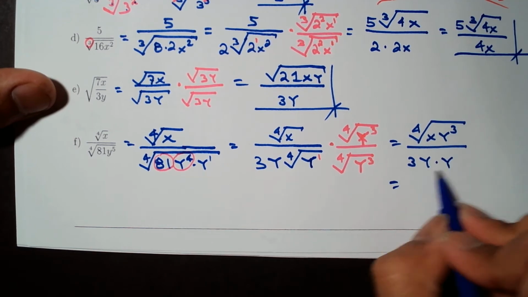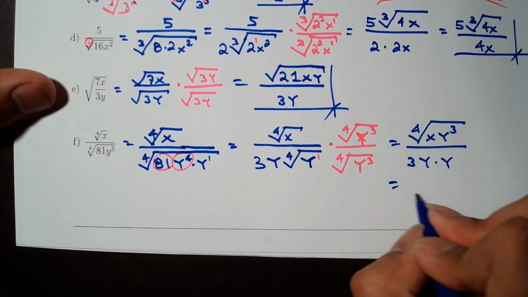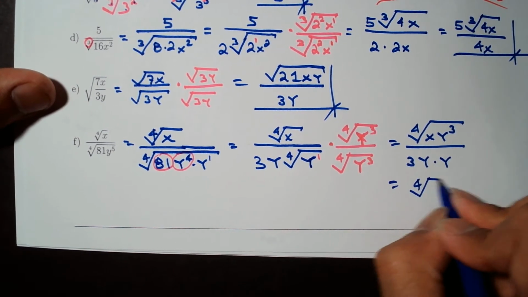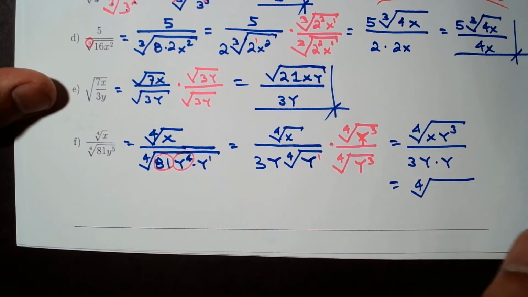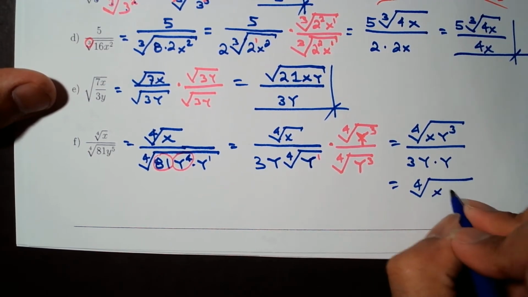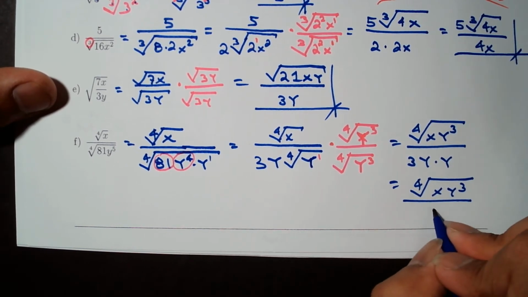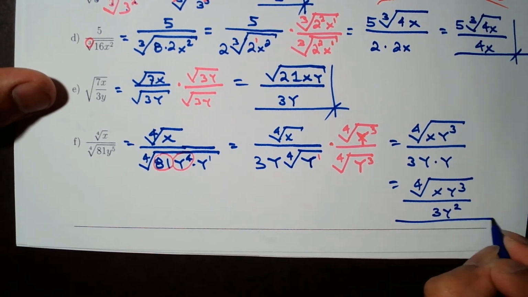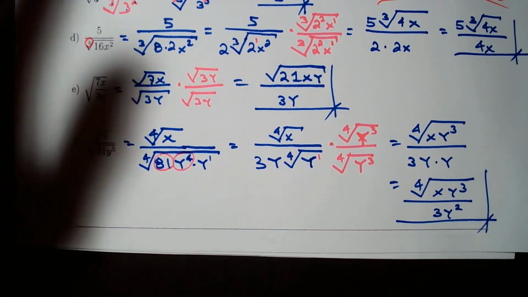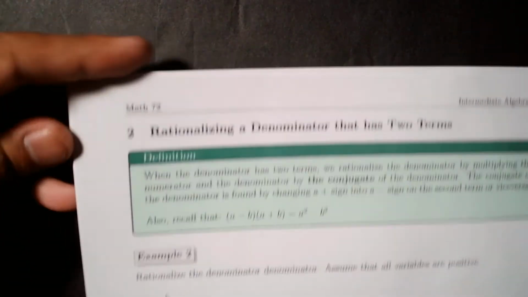And all we need to do is multiply those two y's to obtain in the numerator the fourth root of x y cubed over 3y squared. Final answer. Alright, now let's move on to rationalizing denominators that have 2 terms in this case.